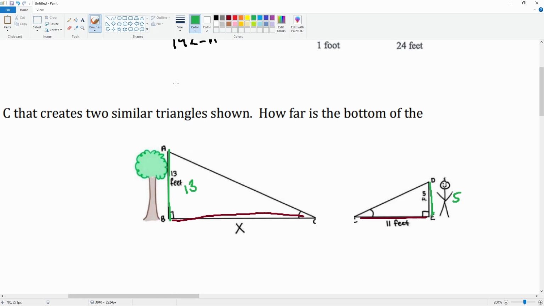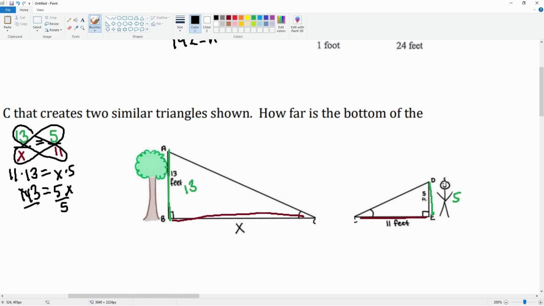So let's do that. We have 13 and 5 on top of the ratios, and on the bottom it is X and then 11 feet. Okay, cross multiply: 11 times 13 and X times 5. This becomes 5X. 11 times 13 is 143. Then divide by 5 on both sides.